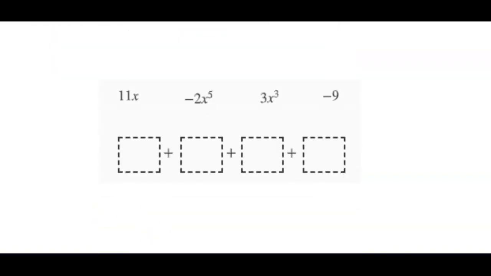So moving down here, if we had these, we would have to write them in standard form. So we would have to put the negative 2x to the fifth first, because that is the highest exponent. Then we'd have 3x to the third, and then we have 11x, and then we have a negative 9. Okay, so then it would be negative 2x to the fifth plus 3x to the third plus 11x plus negative 9. Or you could just put a minus 9 instead of plus a negative 9.